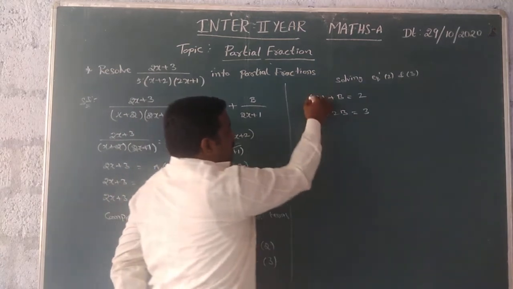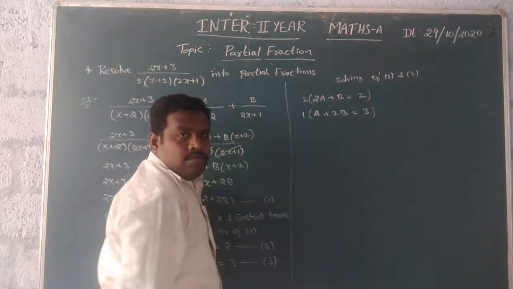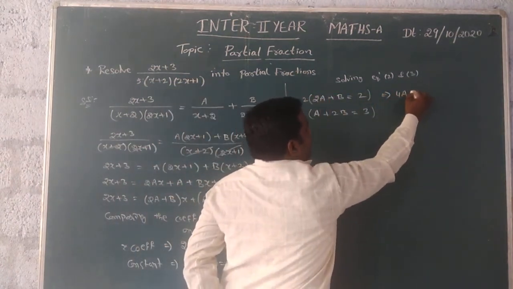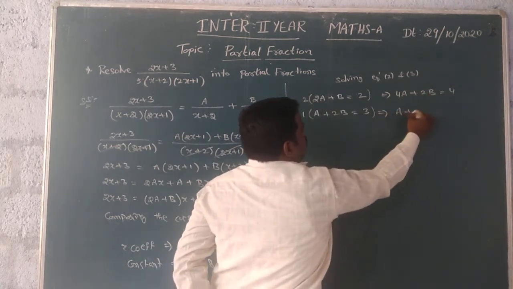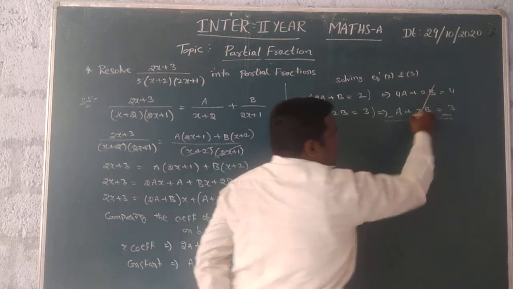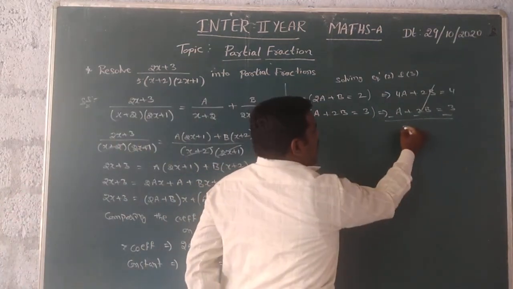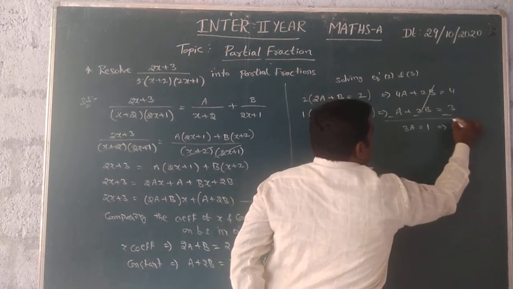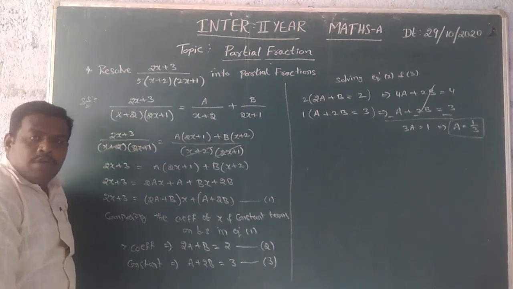So the second equation multiplied by 2 and the third equation multiplied by 1, we get 4a plus 2b is equal to 4, a plus 2b is equal to 3. So we can subtract these two equations. 2b minus 2b gets cancelled. 4a minus a, 3a is equal to 1. Then a is equal to 1 by 3. This value we substitute in either 2 or 3 and we get the value of b.